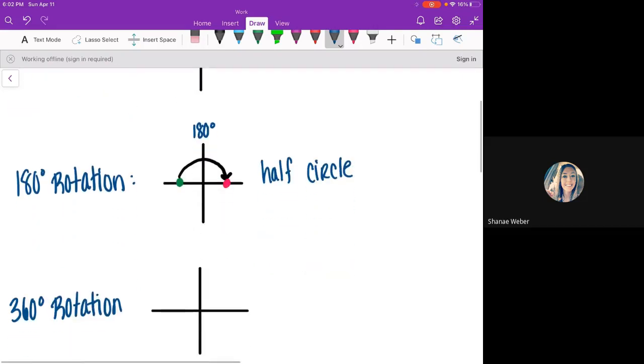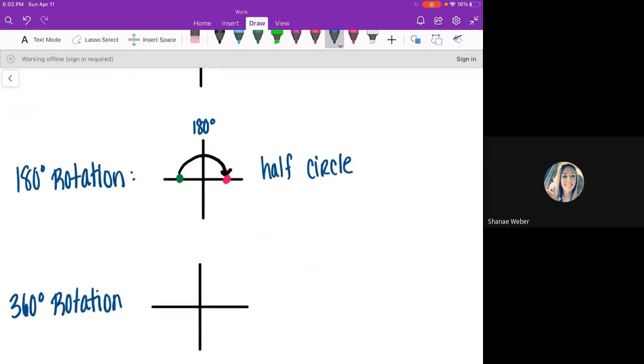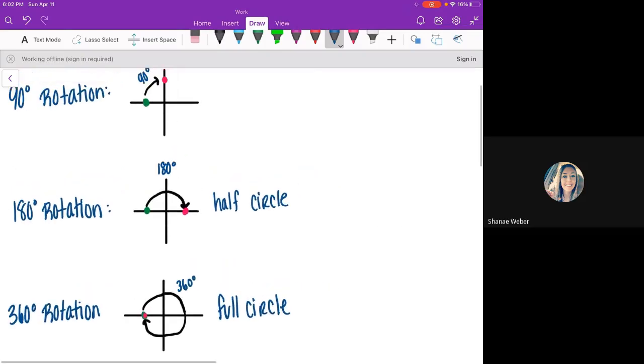Okay. A 360-degree rotation is like a circle. So if I start here, I'm rotating it 4 quadrants. So 1, 2, 3, 4, and I'm ending up right where I started. So full circle. Okay. Those are the big ones, and there could be some in between there, but these are your 3 main ones. So just know the difference of those.